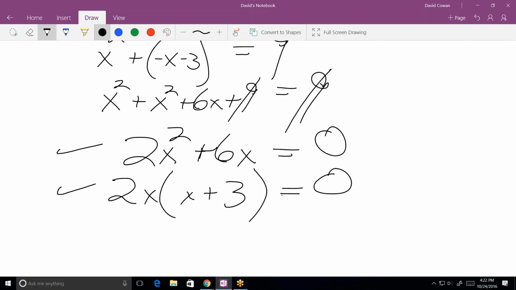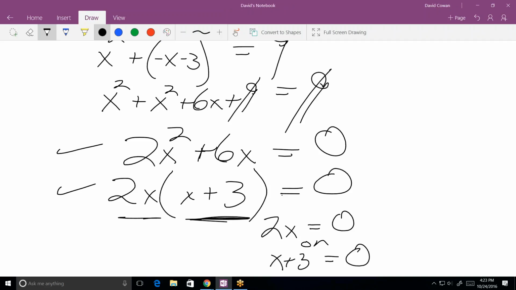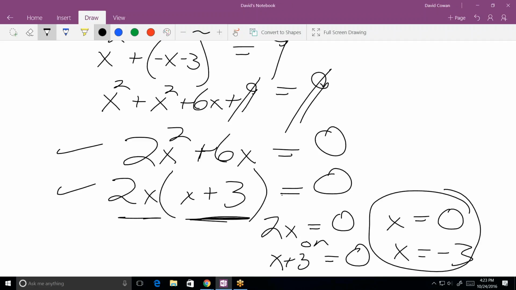That's what I was confused about in this problem. When you have one thing multiplied by another thing, and the product is 0, which is the case here, then either thing can be 0. So the very next step is to say, well, 2x equals 0 or x plus 3 equals 0. This part gives you x equals 0. This part gives you x equals minus 3. Those are your two solutions.